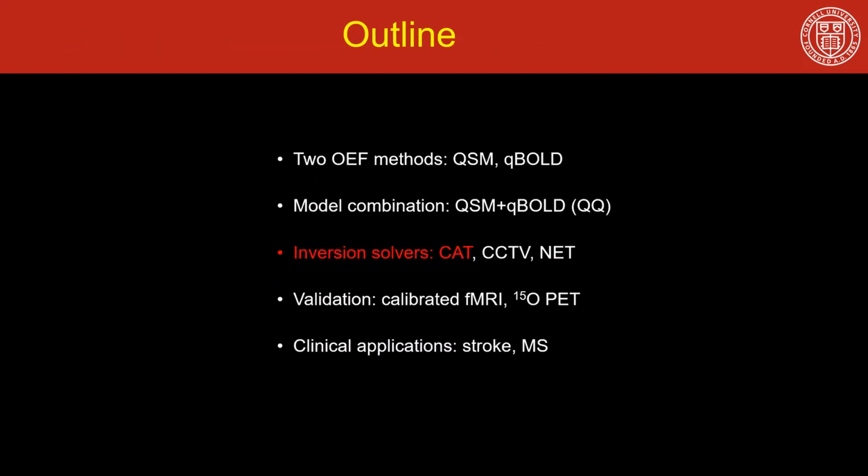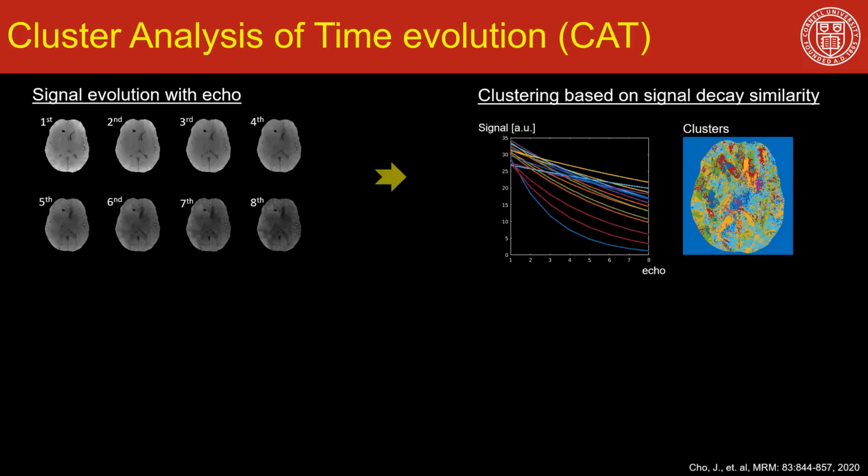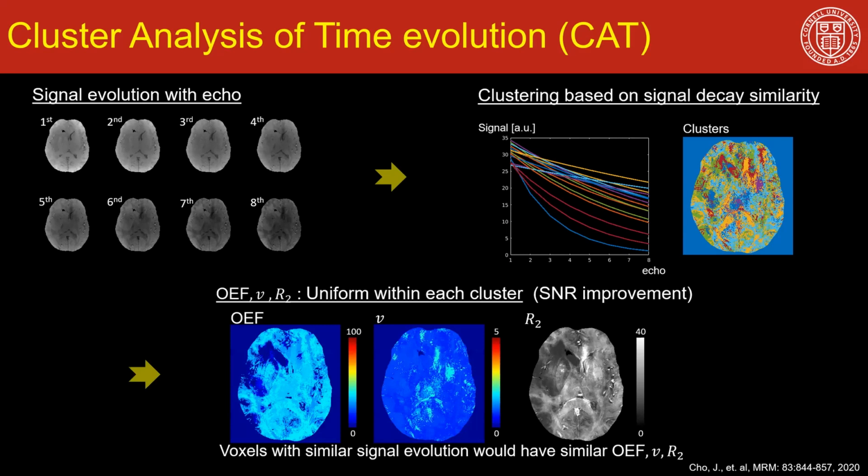So we came up with a method to improve the robustness of QQ against noise, cluster analysis of time evolution, CAT. The basic idea is we look at the signal evolution with echoes. We cluster the voxels with a similar signal decay pattern together. Then we set a single parameter value for each cluster. In this way, we can improve SNR effectively. And for clustering, we use the X-means algorithm, a modified K-means clustering that provides an optimal number of clusters based on the Bayesian information criterion.